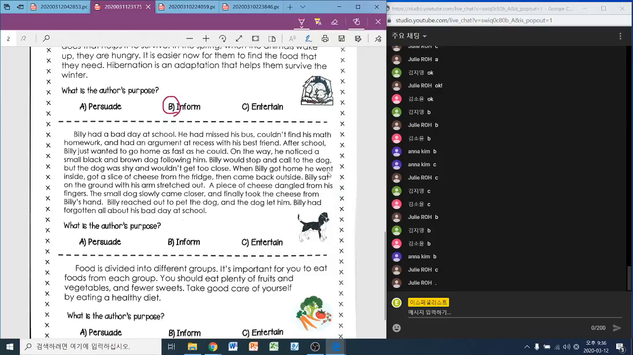When Billy got home, he went inside, got a slice of cheese from the fridge, then came back outside. Billy sat on the ground with his arm stretched out. A piece of cheese dangled from his fingers. The small dog slowly came closer and finally took the cheese from Billy's hand. Billy reached out to pet the dog, and the dog let him. Billy had forgotten all about his bad day at school. So, what is the author's purpose? A. Persuade. B. Inform. C. Entertain.